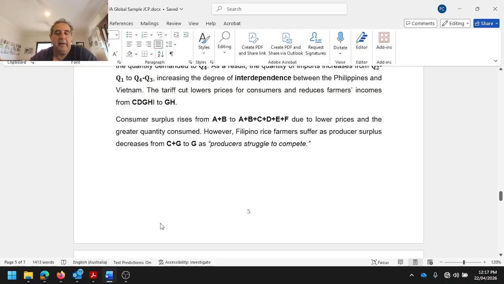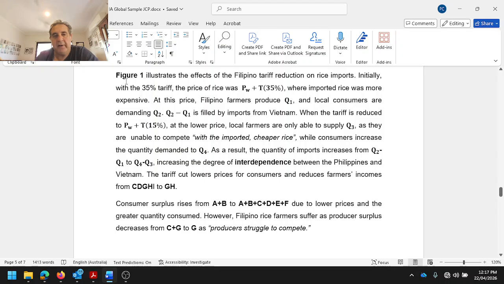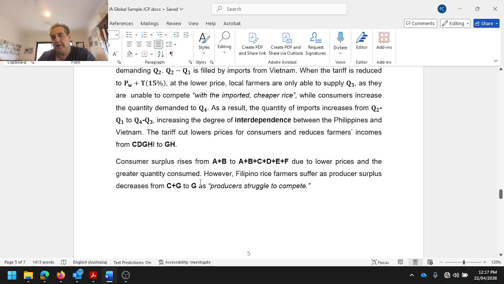Okay, back again. What I talked about before the pause break was the first paragraph, which supports the diagram, which is the basic analysis. Something shifts, prices change, quantities change in response. I think with the tariff IA, there should be a second paragraph which does the low-level evaluation.